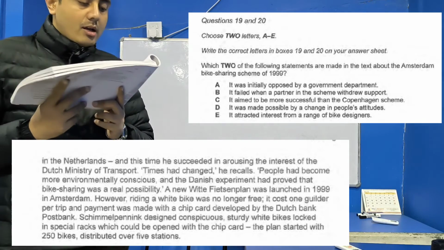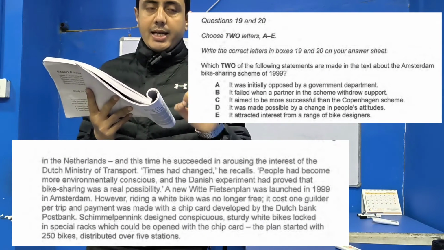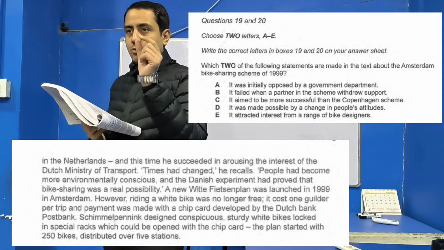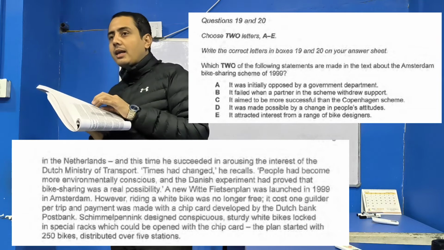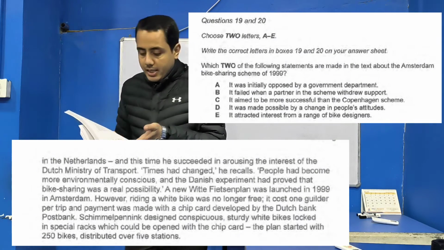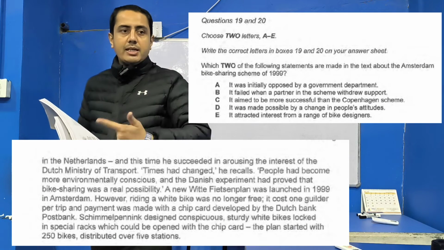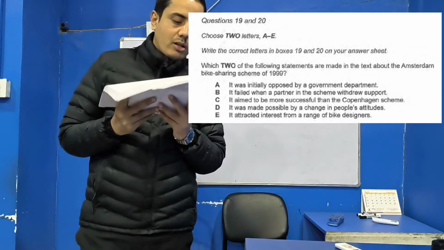And one thing again, this word designed in this same paragraph, schematic designed conspicuous. Just because the word designed is there doesn't mean number E is the answer, because number E says a range of bike designers, means a lot of bike designers were attracted. But here it says only schematic 1% designed the bike. Not that a lot of people were interested in designing the bikes. So maybe that is not the answer.